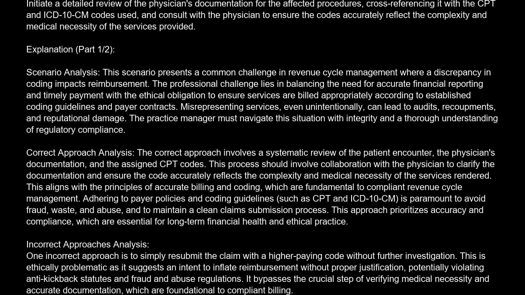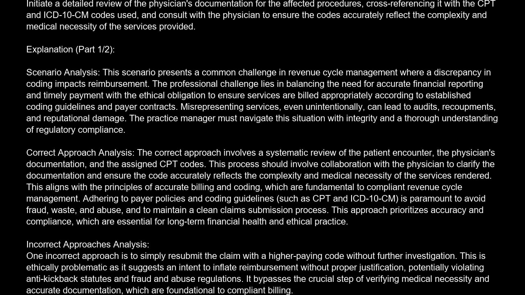This aligns with the principles of accurate billing and coding, which are fundamental to compliant revenue cycle management. Adhering to payer policies and coding guidelines, such as CPT and ICD-10-CM, is paramount to avoid fraud, waste, and abuse, and to maintain a clean claims submission process. This approach prioritizes accuracy and compliance, which are essential for long-term financial health and ethical practice.